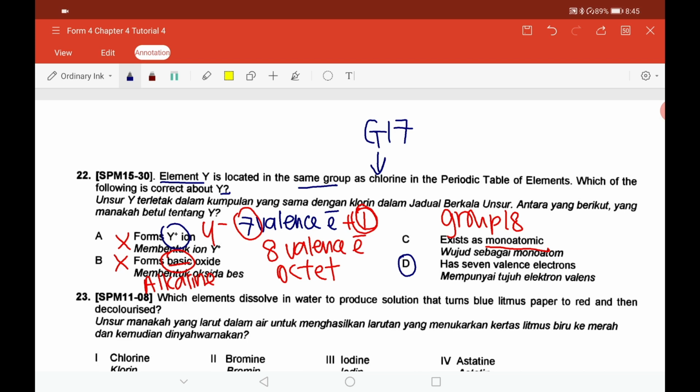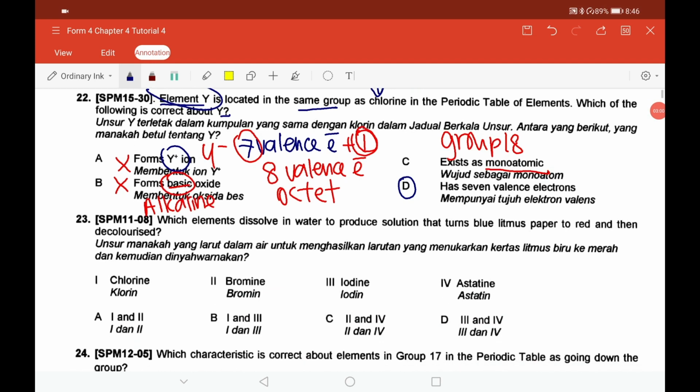So the answer should be D. It has 7 valence electrons. This is true because we know element Y is in group 17, and group 17 should have 7 valence electrons. So the answer is D. Okay, so we will continue with the next question.